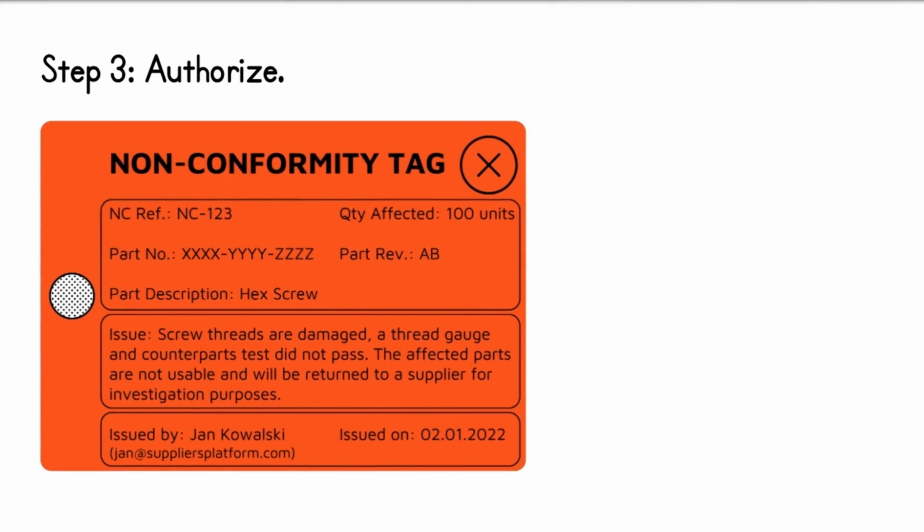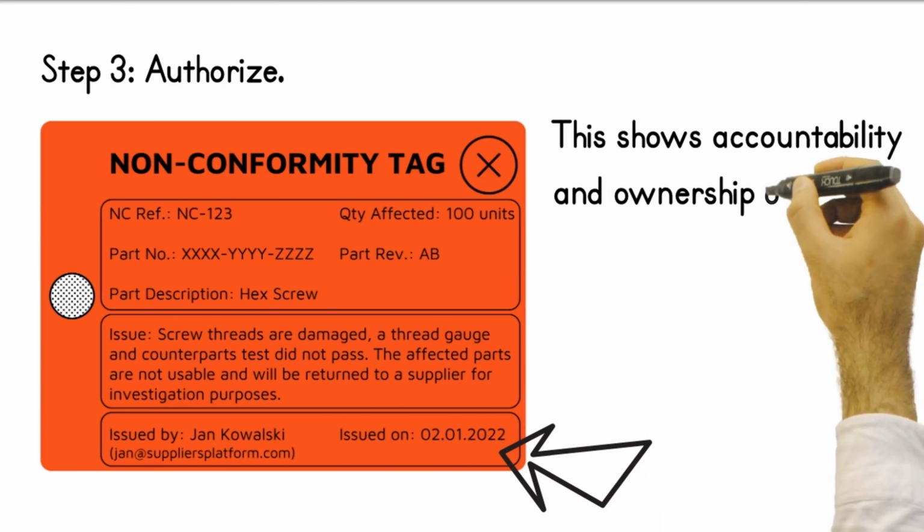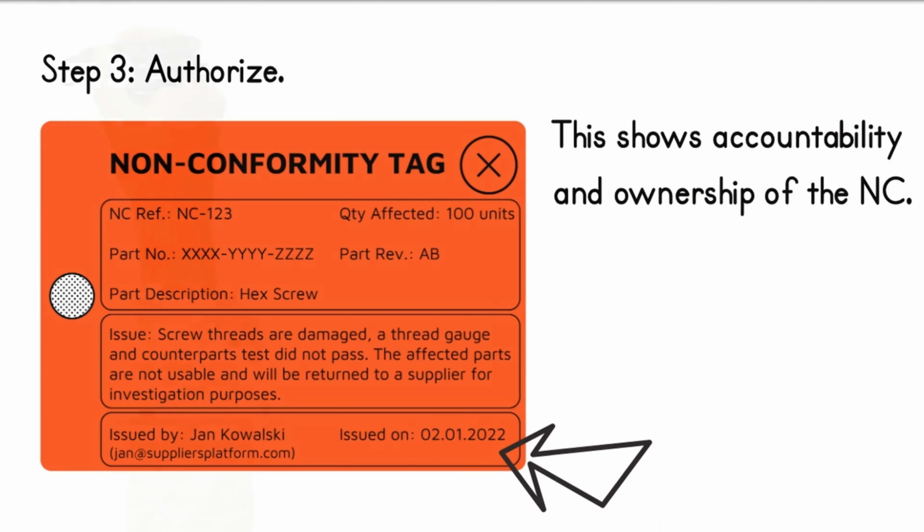Step 3. Authorize. Now, authorize the tag. Record the responsible person's name, optional contact details, and the issue date. This shows accountability and ownership of the non-conformity.